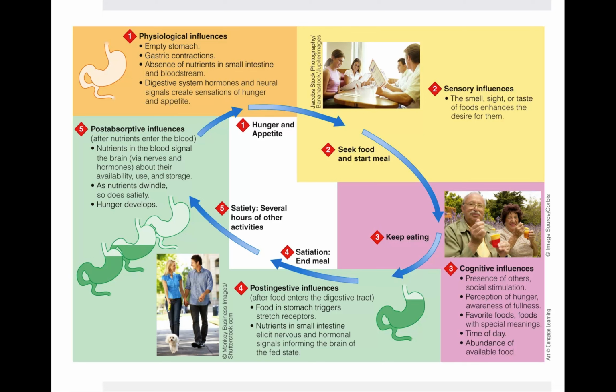Several hours of other activities have passed since you've been eating, and you've got other post-absorptive influences. After your nutrients have transferred through your stomach and into your small intestine, they get into your blood and signal your brain about their availability of nutrients, how to use them, and that they need to be stored. As your nutrient status dwindles, so does satiety, and eventually you'll develop hunger again, and then you'll move back into the cycle one more time.